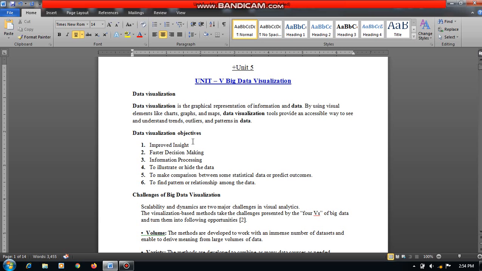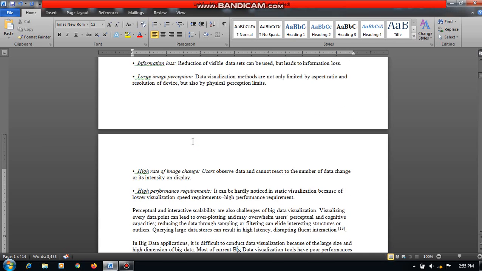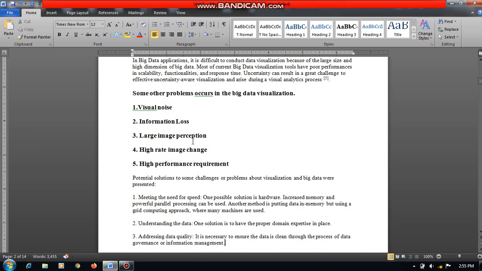Some challenges are based on these 5 characteristics, and other challenges are based on visual noise, information loss, large image perception, high rate of image change, and high performance requirements. So the next challenges listed here are visual noise, information loss, large image perception, high rate of image change, and high performance requirements. So what are these challenges? We will discuss them now in detail.